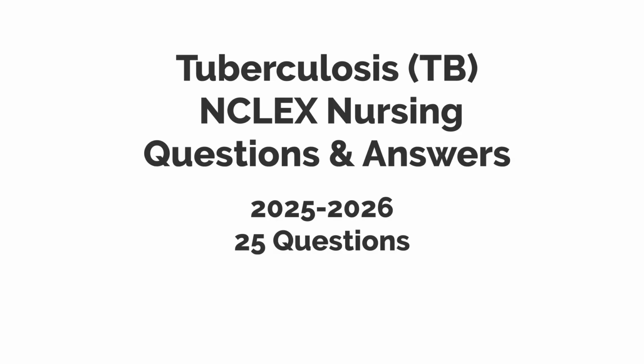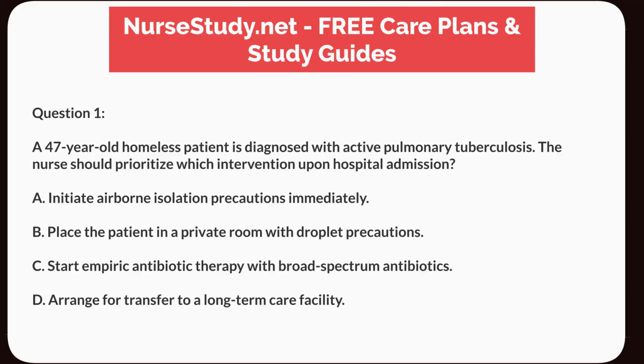Okay, everyone, now we're going to move on to 25 questions regarding tuberculosis with answers and rationales. Good luck. Question 1. A 47-year-old homeless patient is diagnosed with active pulmonary tuberculosis.